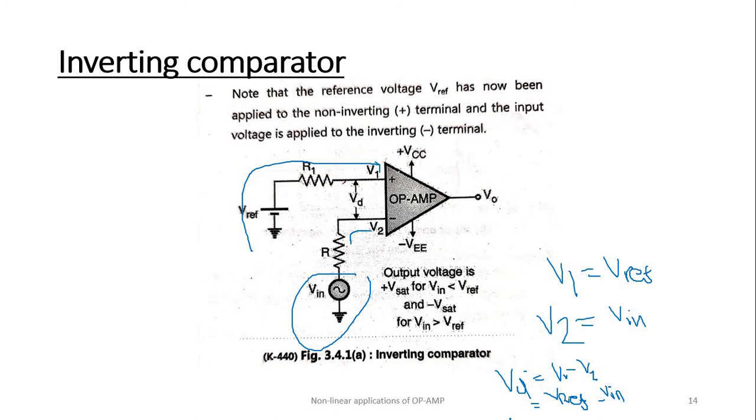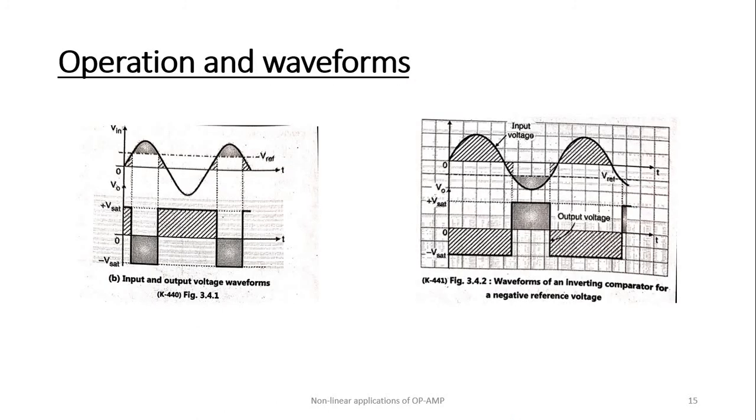Okay, when VIN is less than V reference, the voltage at the non-inverting terminal is higher than the voltage at the inverting terminal. This makes the differential voltage VD positive, hence the op-amp output will swing to plus V saturation. And when VIN is greater than V reference, the voltage at the inverting terminal is greater than the voltage at the non-inverting terminal. Therefore, the differential input voltage VD is negative and the op-amp output will be minus V saturation.